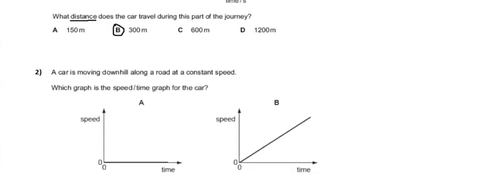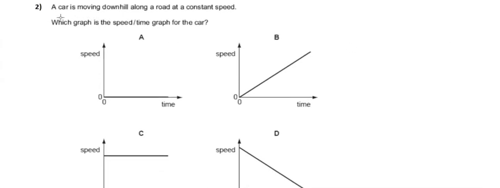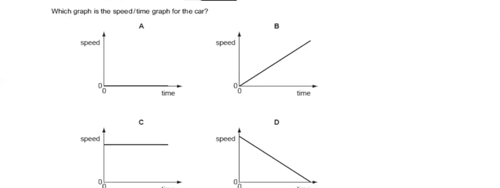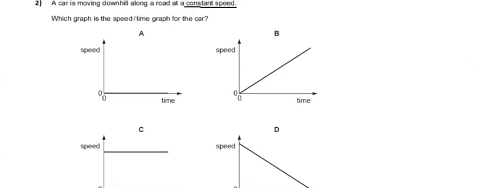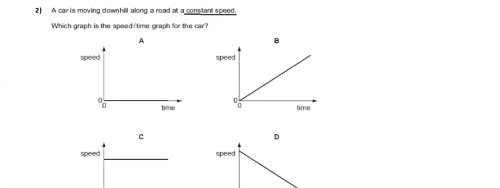Now the question number 2. A car is moving downhill along a road at a constant speed. Here you can see it is a constant speed. Which graph is the speed time graph for the car? So here the options are given in terms of speed and time directly. So you have to see carefully. This is not a distance time graph, this is a speed time graph directly. And they are asking for the constant speed.